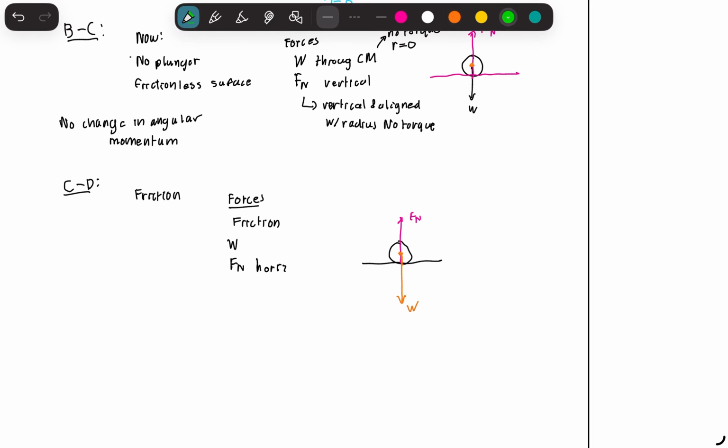And now, opposite to our motion, which is in this direction, our friction is going to be in this direction. So we know that friction acts at a contact point of the object.